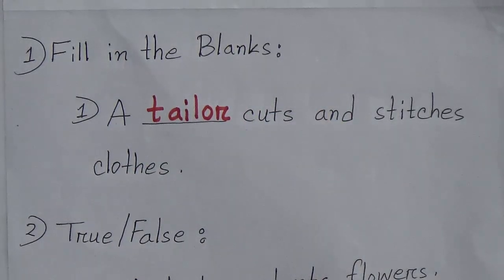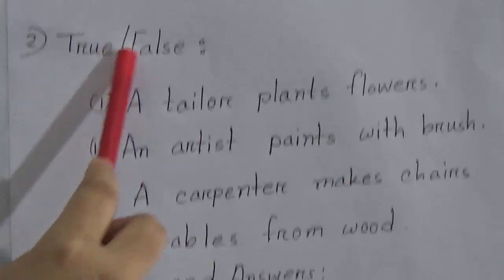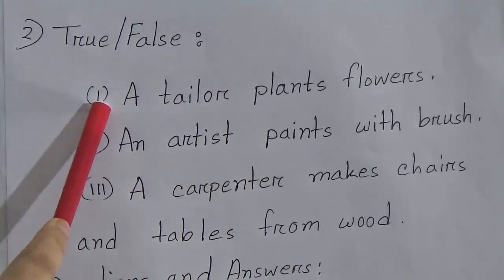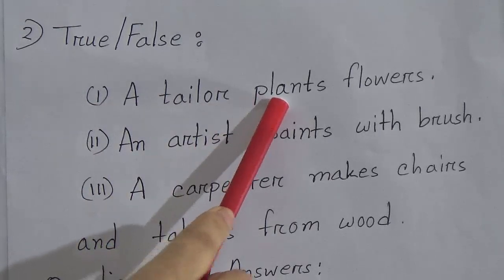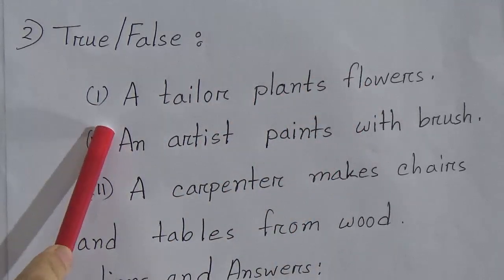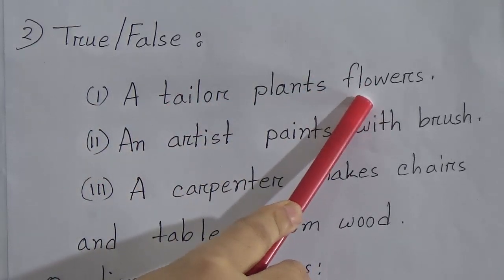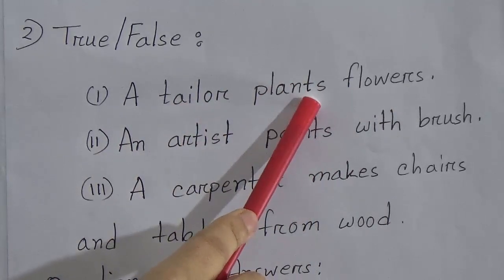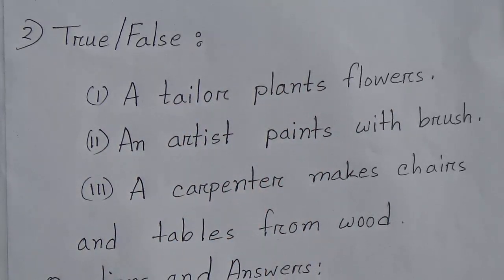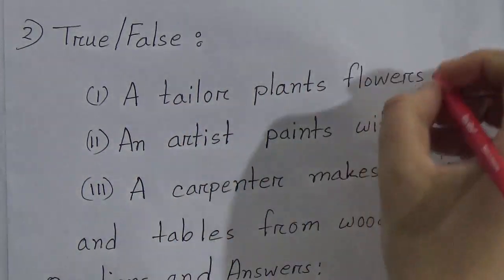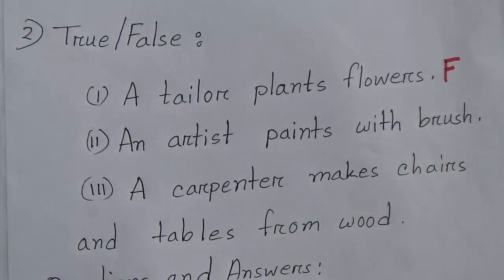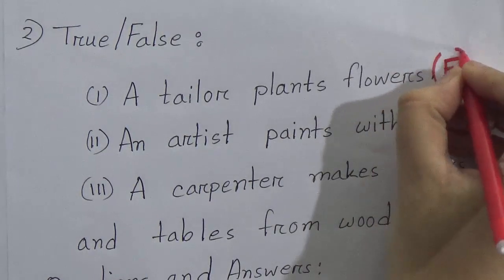Now we will do some true and false. Our first true false is: a tailor plants flowers. A tailor plants flowers? No, a gardener plants flowers. So this statement is false. So you have to write here F, only F. In your exam, you will write only F. That means false.